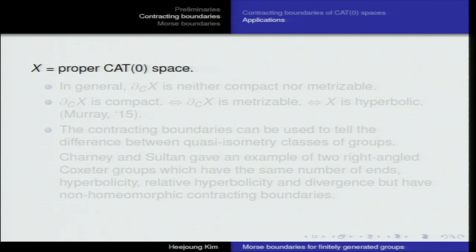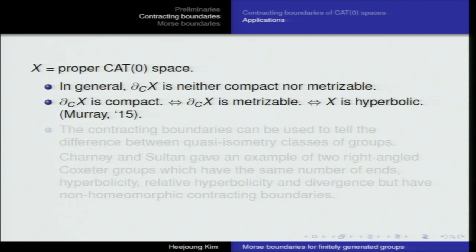And some results. Let X be a proper CAT(0) space. Then in general, the contracting boundary is neither compact nor metrizable, sadly. And Murray, in 2015, proved that the contracting boundary is compact if and only if it is metrizable, if and only if it is hyperbolic.